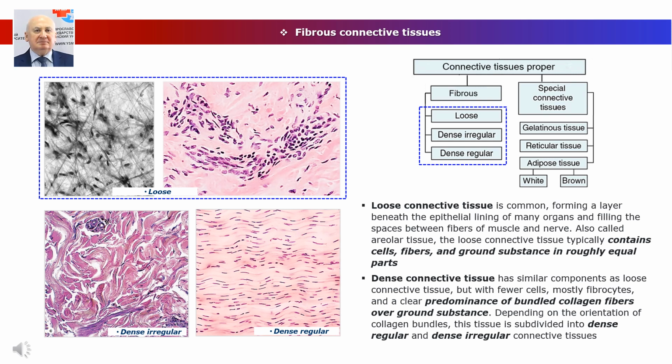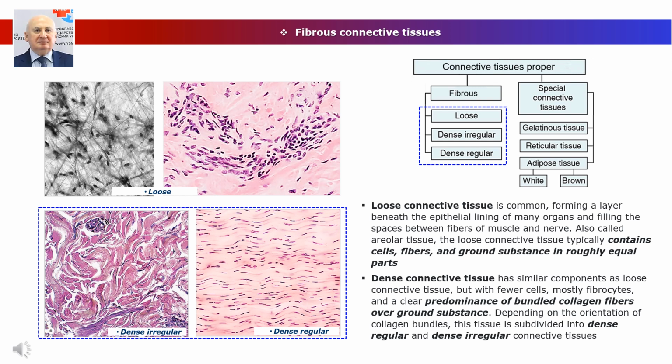Also called areolar tissue, the loose connective tissue typically contains cells, fibers, and ground substance in roughly equal parts. Dense connective tissue has similar components as loose connective tissue, but with fewer cells, mostly fibrocytes, and a clear predominance of bundled collagen fibers over ground substance. Depending on the orientation of collagen bundles, this tissue is subdivided into dense regular and dense irregular connective tissues.